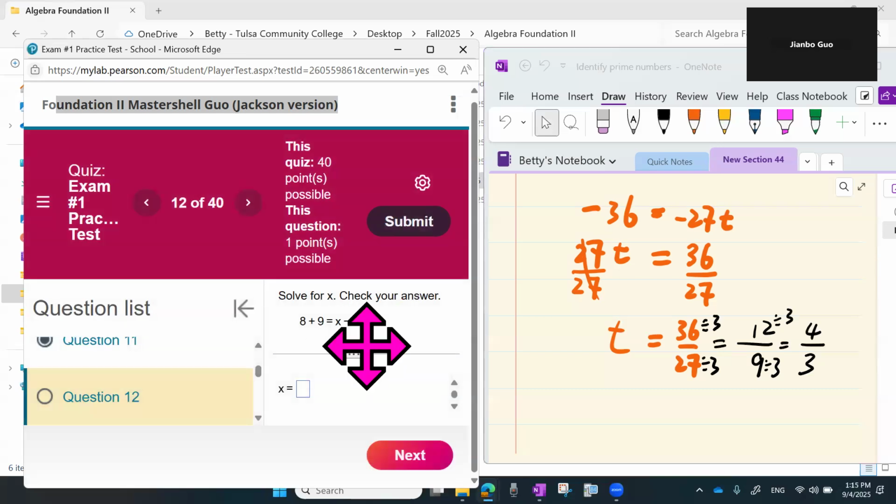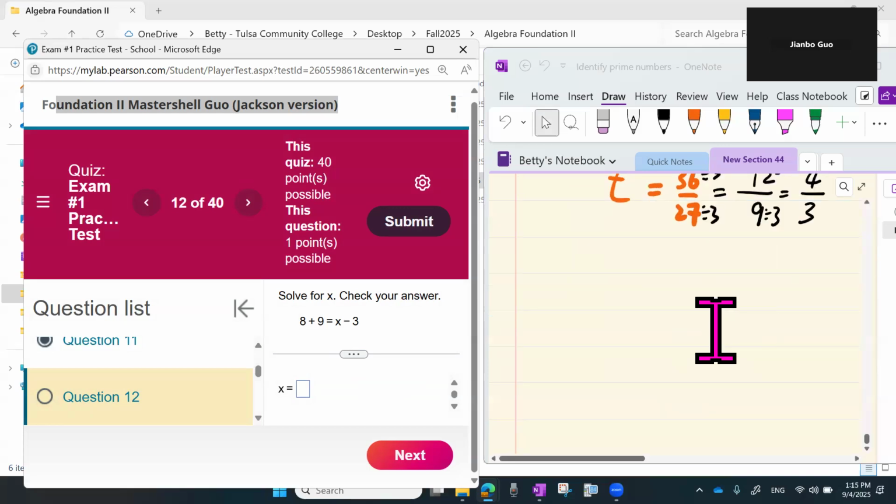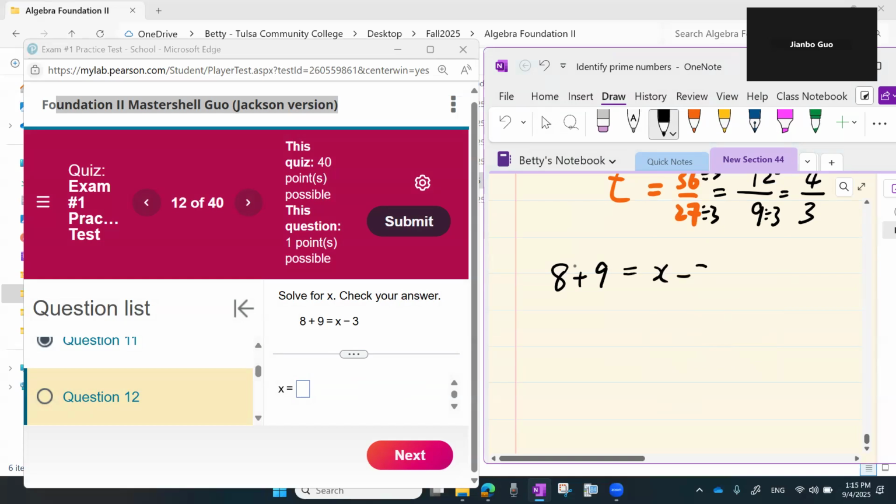Question number 12, solve for x, check your answer. Let's see this problem. 8 plus 9 equals x minus 3. Left side, two numbers added together. We can combine them. 8 plus 9 is 17.